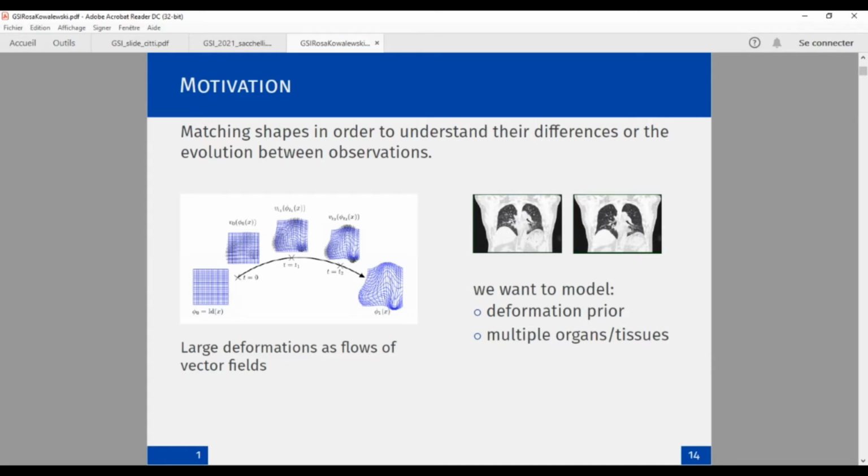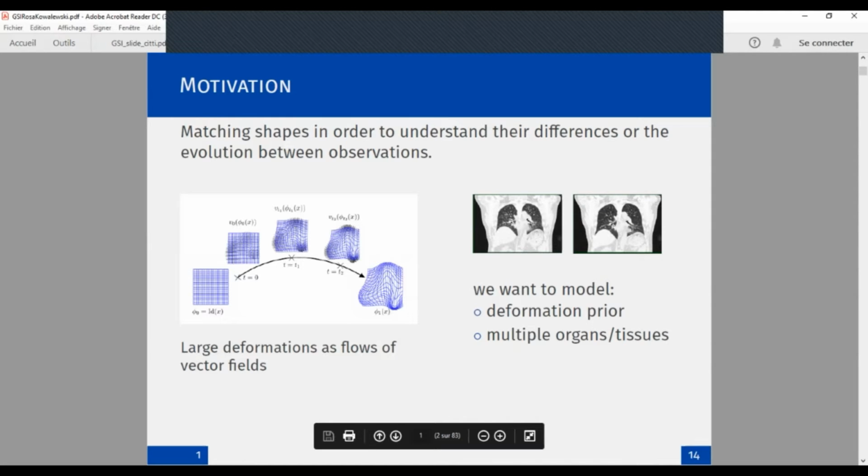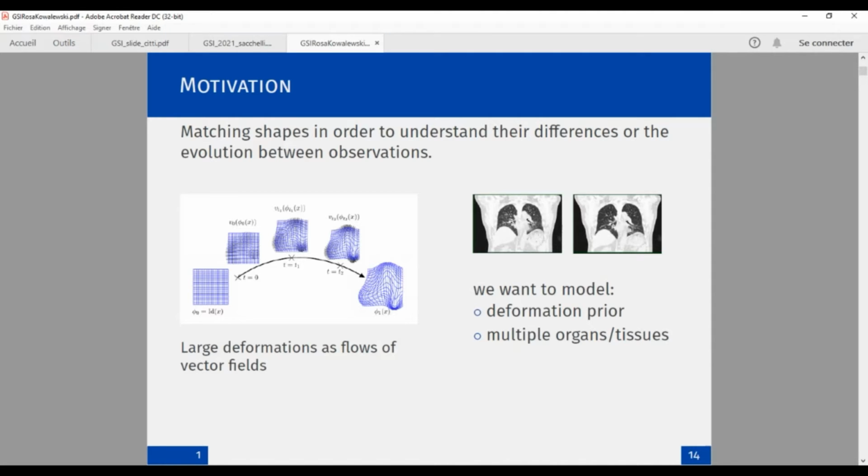An efficient way of building diffeomorphic deformations is as flows of time-dependent vector fields. So for example, in this picture, we see a domain represented by a regular grid at the initial time and how it evolves with this time-dependent vector field, which is defined on the domain, on the deformed domain at each time point. And this also allows easy modeling of the evolution of the deforming shapes.